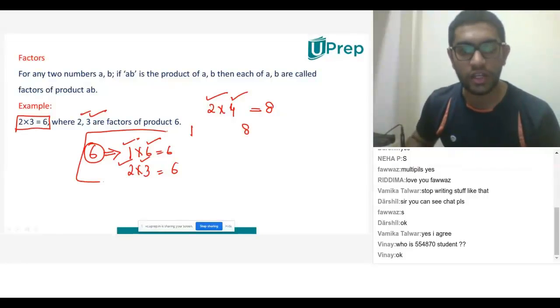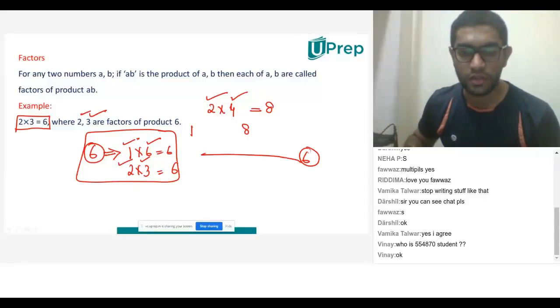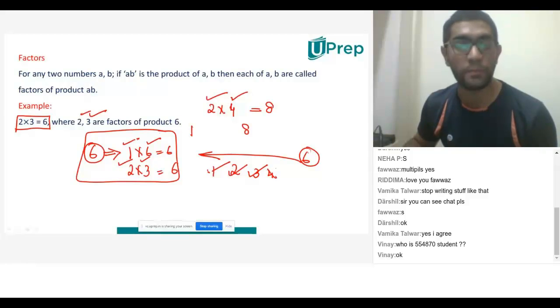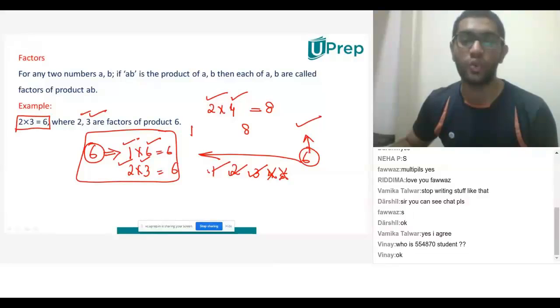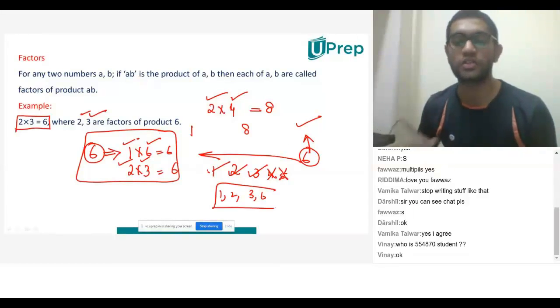The same thing can be done as I explained it earlier. If I take 6, factors mean the numbers that are less than the given number that divide it, correct? Is 1 a factor of 6? Yes, because the remainder is 0. Is 2 a factor of 6? Yes. Is 3 a factor of 6? Yes. Is 4 a factor of 6? No, because the remainder is 2. Is 5 a factor of 6? No, because the remainder is 1. Is the number itself a factor of itself? Yes, it is. So the factors are 1, 2, 3 and 6. Is this very clear?